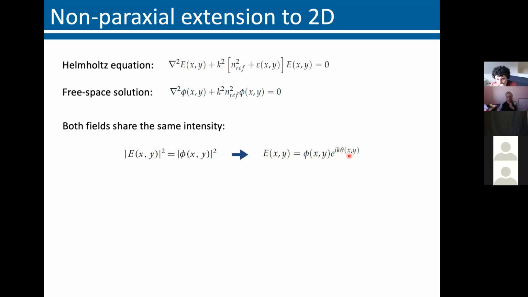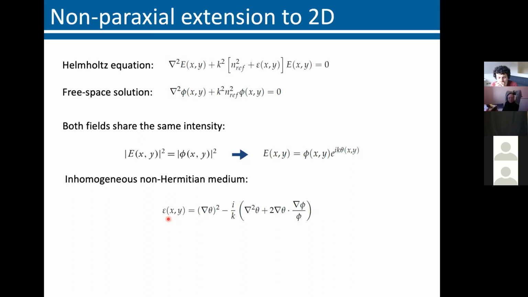And now comes the really cool thing. If you enter this simple relation into the top equation, and you assume that you know the solution for phi, then you will find the defining equation for the epsilon, for which the E will exactly have the same intensity as the free space phi that you already found before. And this is now an equation that should remind you of something. Here is a term that is nabla theta squared. So this is like the W squared. And here you have a nabla theta again with the derivative. So this is the W prime. So we find again the same sort of form, a W squared and a W prime as in 1D. But there's now an additional term that I will explain later.